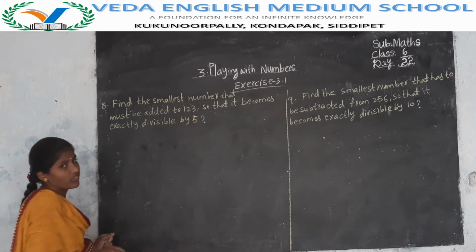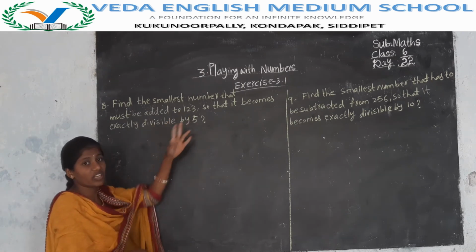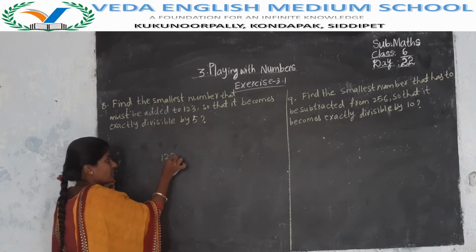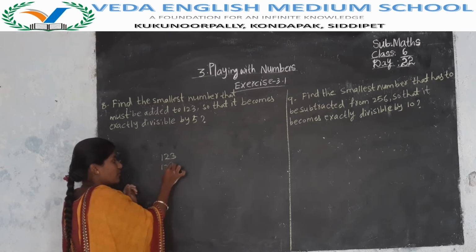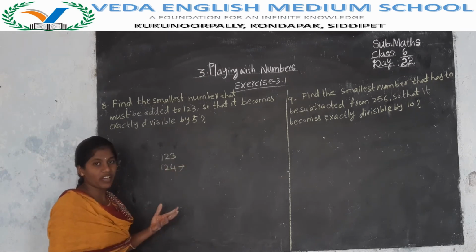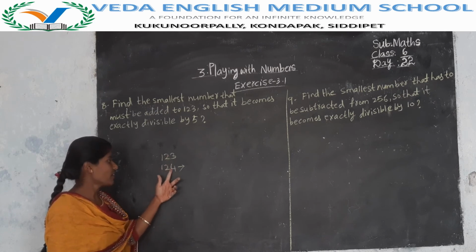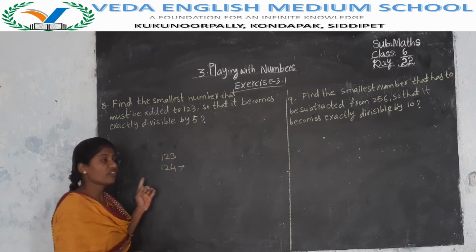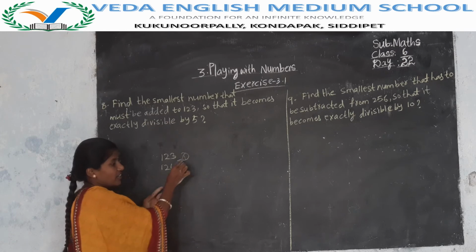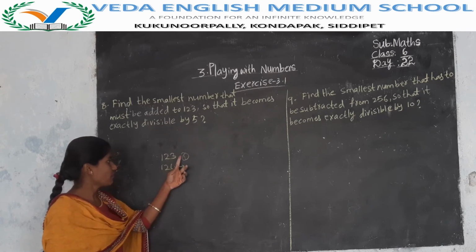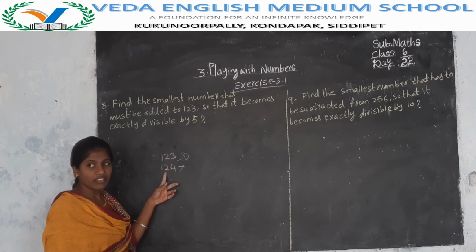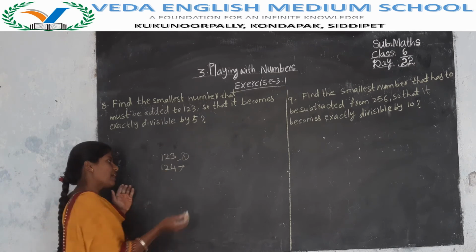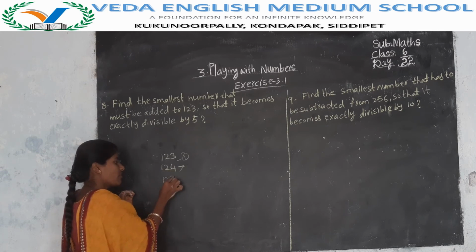Here also, which number we have to add means after 123 only we have to check. After 123, what is the next number? 124. Is 124 exactly divisible by 5? No. To get 124, what you are adding to 123? 1 you are adding. By adding 1 to 123, we will get 124. But this 124 is not divisible by 5.